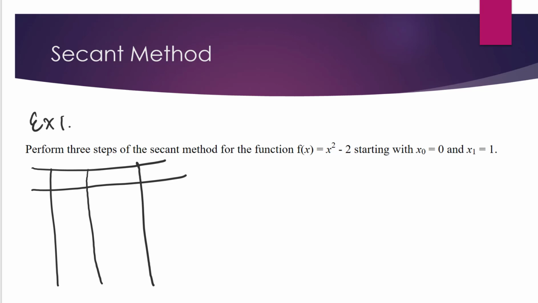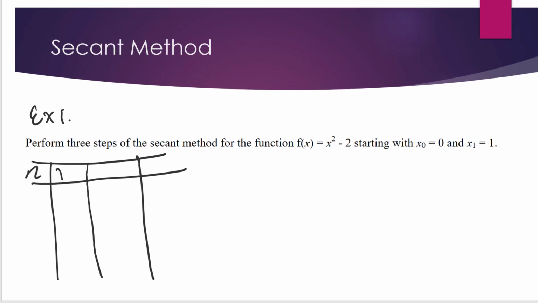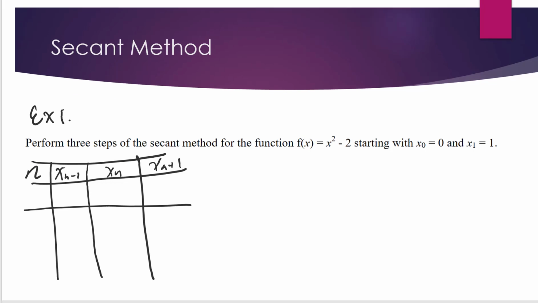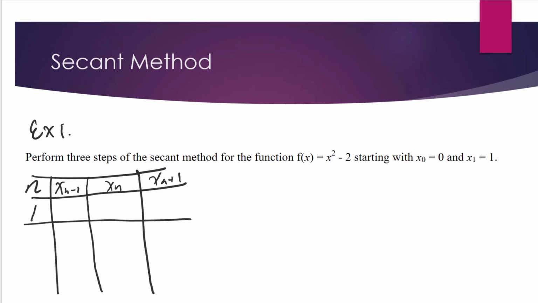Assume that at the nth iteration, we have x_{n-1} and x_n, and based on x_{n-1} and x_n, we want to find x_{n+1}. Okay, so when we start, n is equal to 1, and we have this x_{n-1}, which is x0, which is 0, and we have this x_n, which is x1, which is 1. So based on these two values, we need to find x_{n+1}, which is x2.